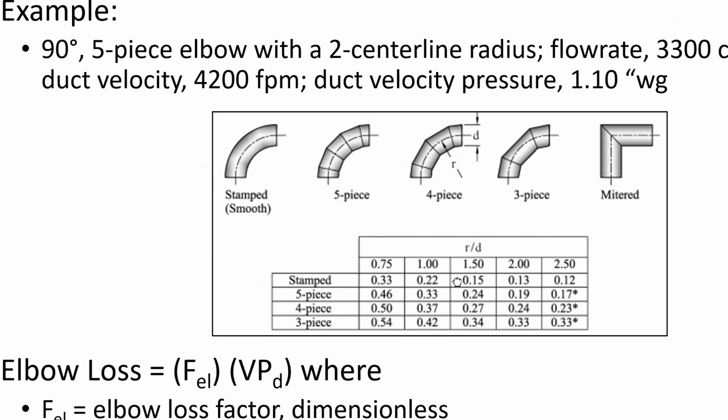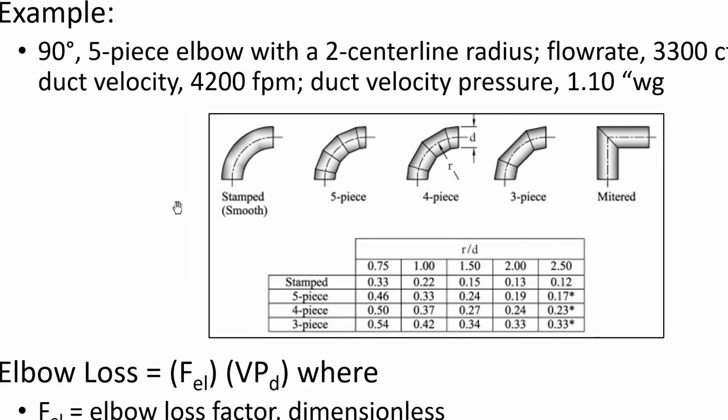In Chapter 9 of the Industrial Ventilation Manual, we have a table that gives us our elbow loss factors for various elbow configurations and centerline radiuses. And here in the left column, we have a stamped elbow, a 5-piece, 4-piece, and 3-piece elbow. Across the horizontal, we have a centerline radius of anywhere from 0.75 to 2.5. For our example, we have a 90-degree 5-piece elbow. That's this guy right here. 2 centerline radius. That's this guy right here. So our F sub L for a 5-piece 2 centerline radius is 0.19.